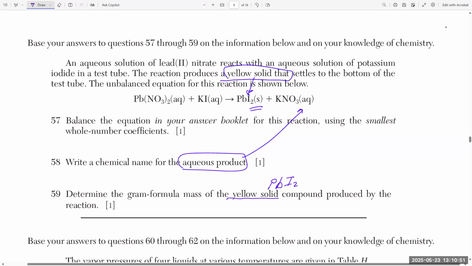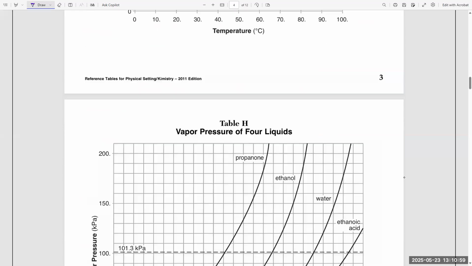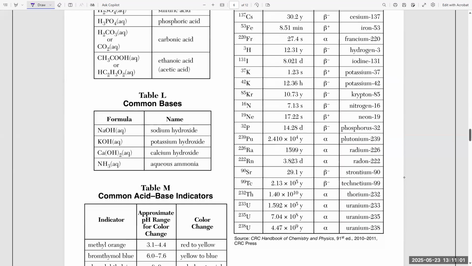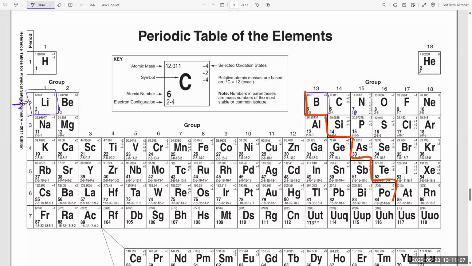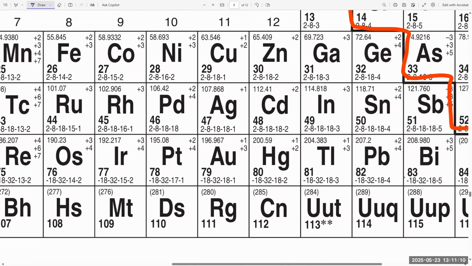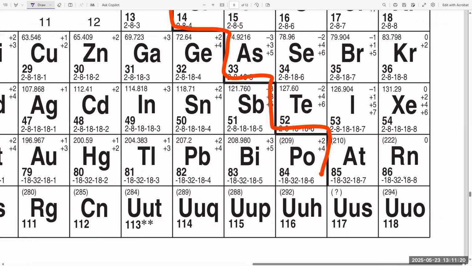What is it? It's the sum of the atomic mass numbers. So let's do some math over here. We got lead right here. And what is lead? You have to go to your reference table or the periodic table. And over here, lead is 207.2 grams per mole. And iodine is what, 35.45, I think?